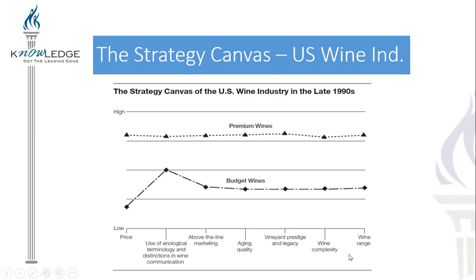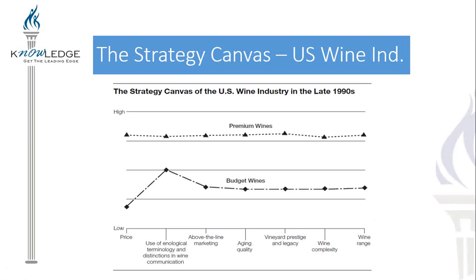Wine complexity. People try to make the product as complex as they can so that it caters to a very niche market. Often this happens with several branded products that try to make their products complicated, which appeals to a niche industry. And finally, the wine range. You have to create a wide range of wines in order to tap the market. These were the general assumptions of the wine industry in the late 1990s.